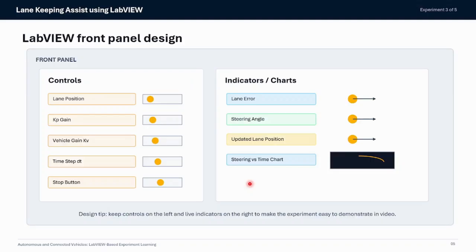This is a basic diagram for the front panel and the block diagram. Here is the front panel. Here we can set various lane positions and the Kp gain value, the gain representation Kv, the time step dt, the stop button, and the various indicators: lane error, steering angle, the updated lane position, and the steering versus time chart. In each experiment we record data, here the steering position versus time chart. In the previous experiment we used the speed versus time chart. Now in this experiment we use the steering position versus time chart.